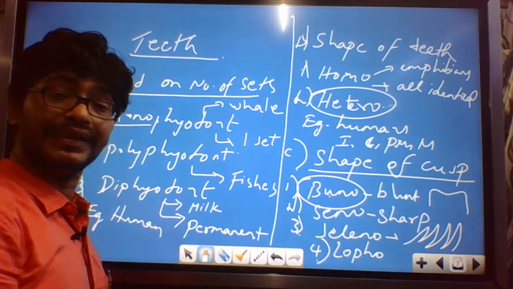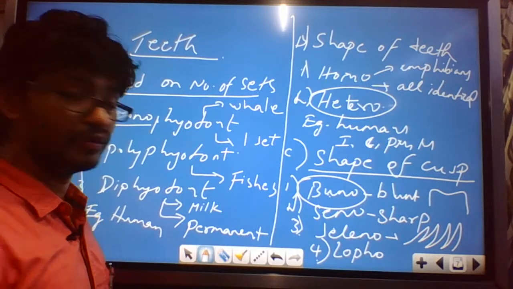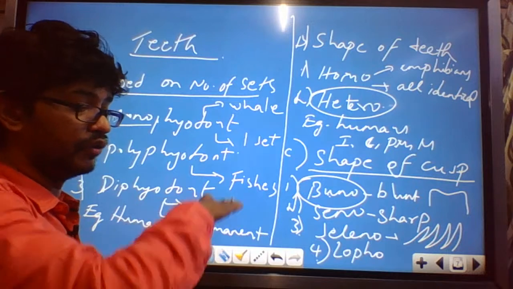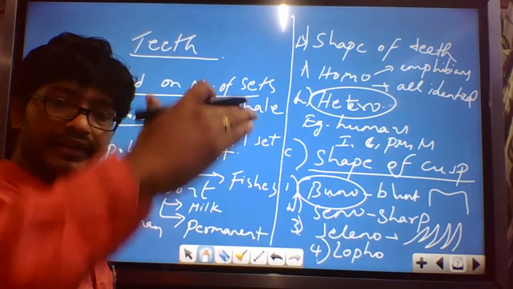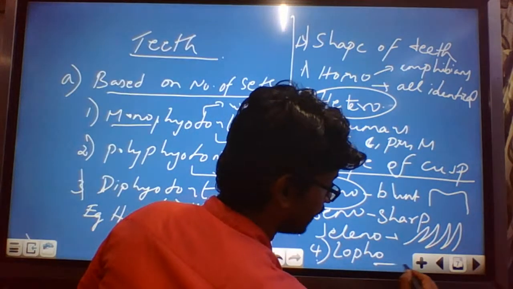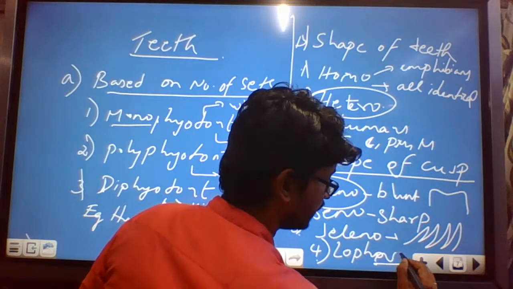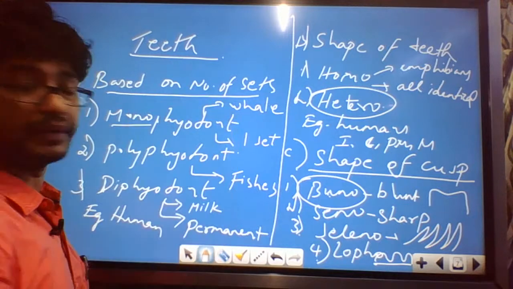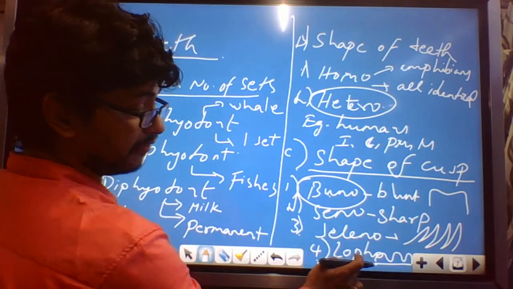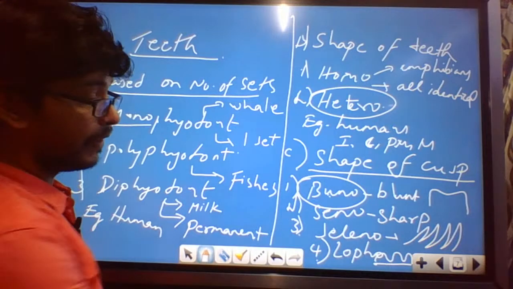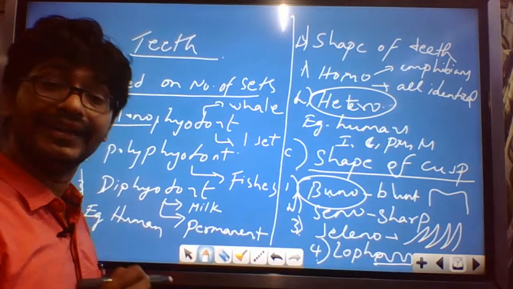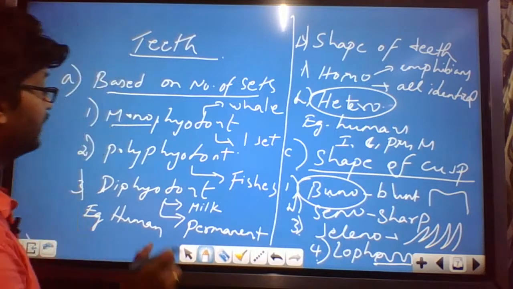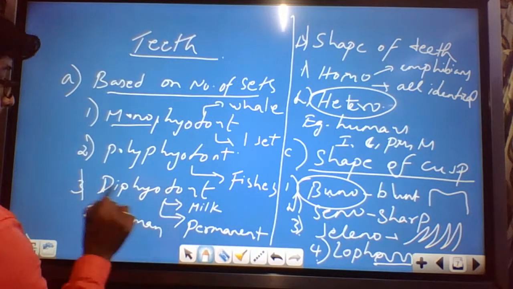Lophodont, if you take an elephant, is like the speed breakers you would have seen on the road, with crests and troughs going up and down. Elephant teeth are of the speed breaker type, going up and down. This kind of arrangement you could see in lophodont, especially in elephants. What you need to understand is that human beings are diphyodont.